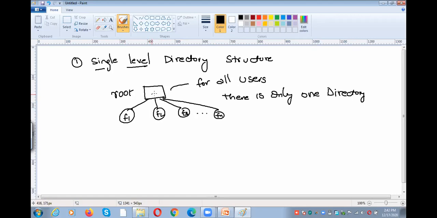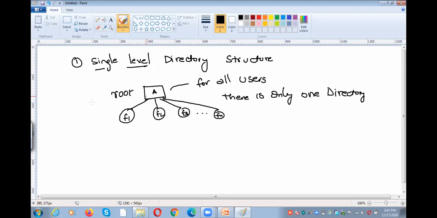For example, the directory name may be A, and all the files are available in the root directory. File 1 is of user 1, file 2 is of user 2, file 3 is of user 3, like that user n has file n. That means for all the users there is only one directory. Anyone willing to store a file needs to store it in only one directory. That is the reason why it is called single level directory.